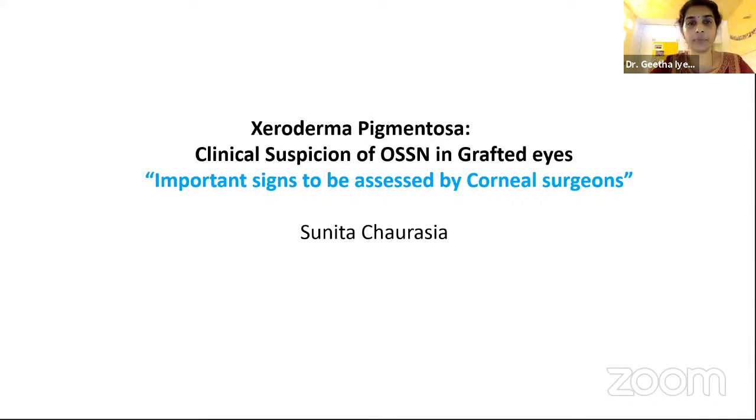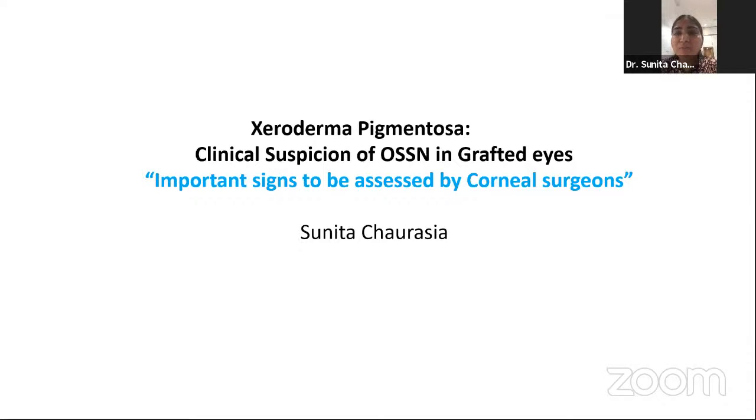So we go to the next case, which also deals with xeroderma pigmentosa, and Dr. Sunita Chaurasia will present her case on plaque therapy. Thank you, Dr. Geeta and organizers for including this case.